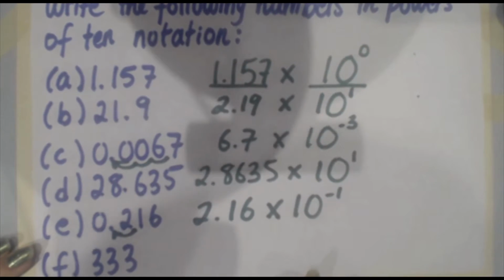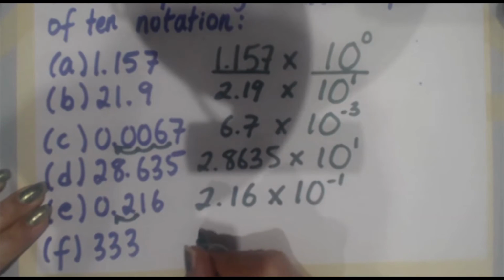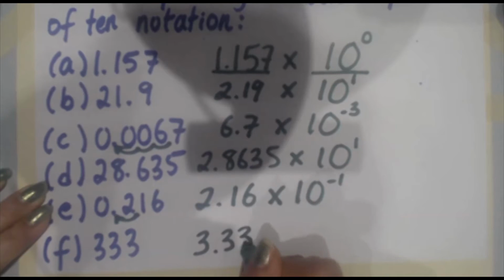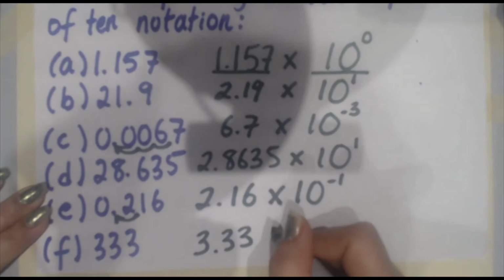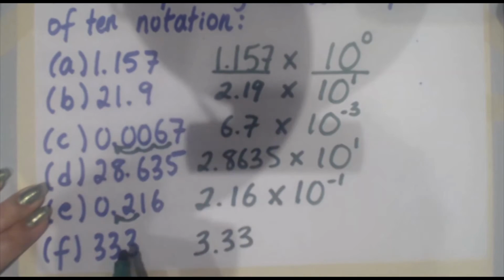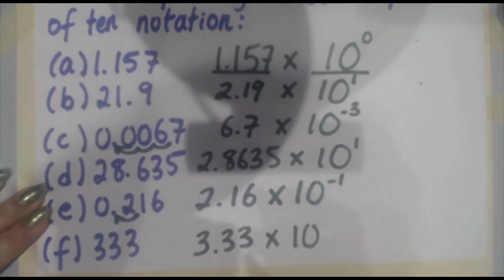And finally, part F, 333. The number between 1 and 10 is going to be 3.33. Don't drop any of the numbers unless the question actually tells you to, because you are given a level of precision in the problem with whatever numbers are given to you, so you want to keep that level of precision. You're just expressing the number in a different form. So 3.33 times 10. If you had the decimal right here, you would have to move it to the right 2 times. Therefore, the exponent is +2.